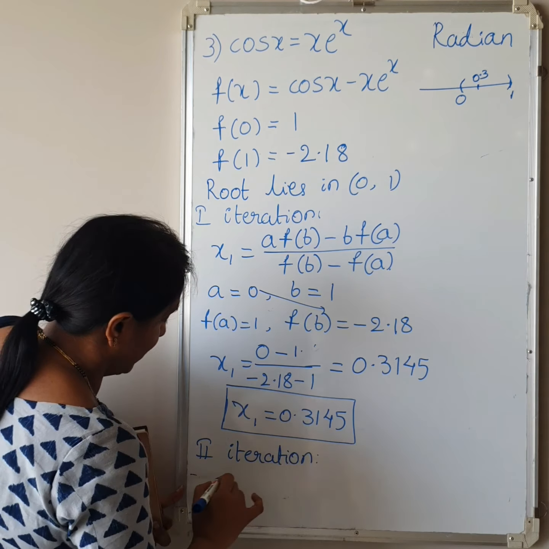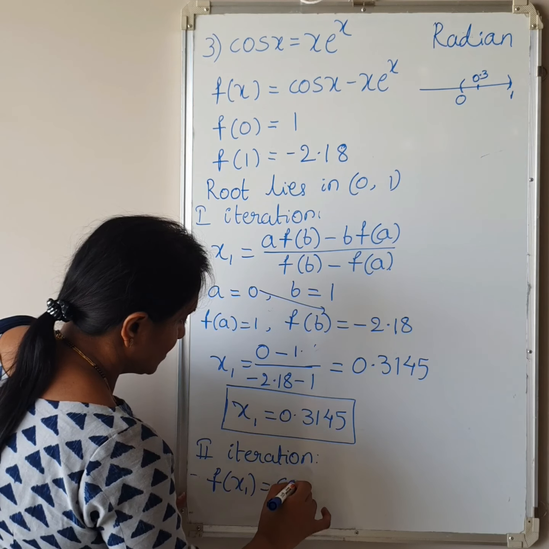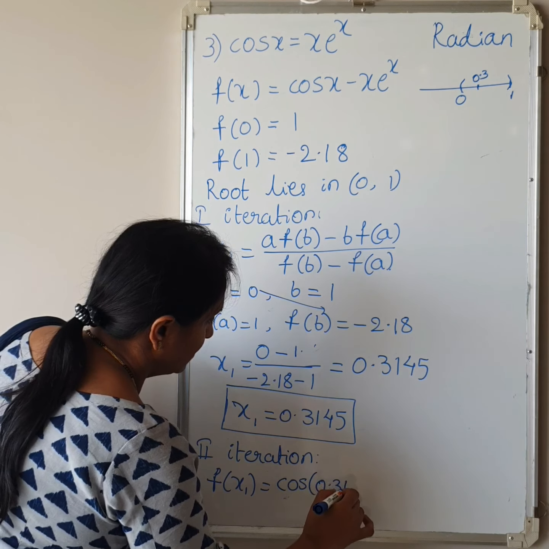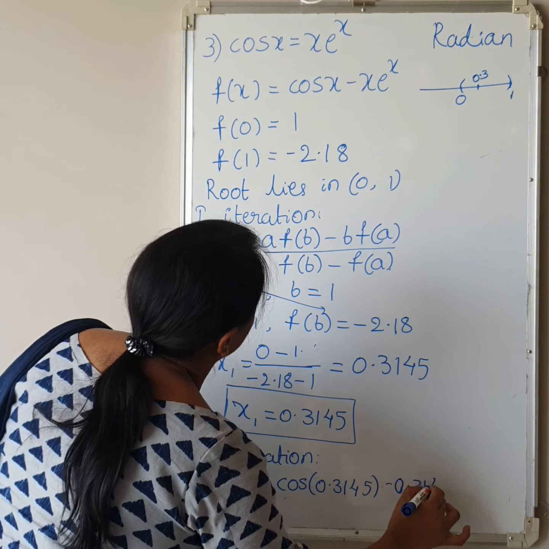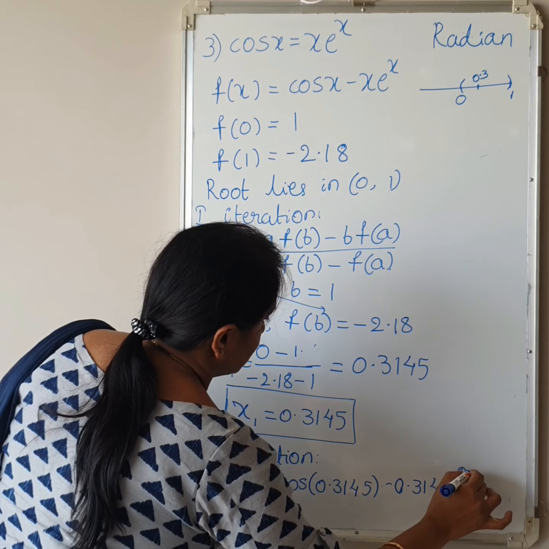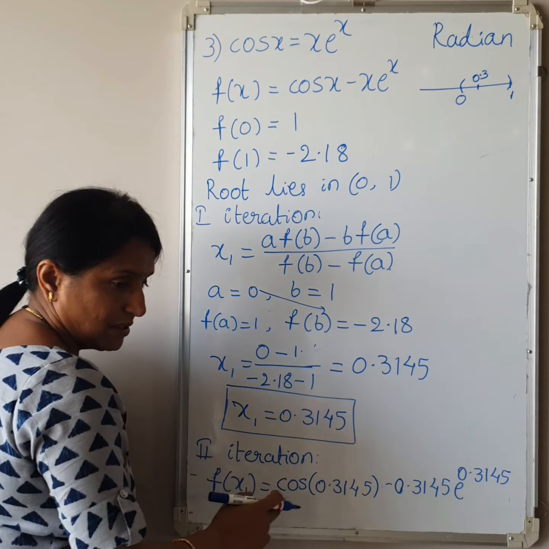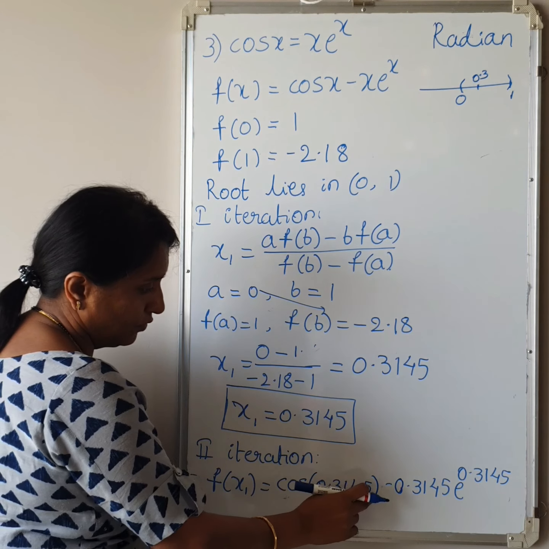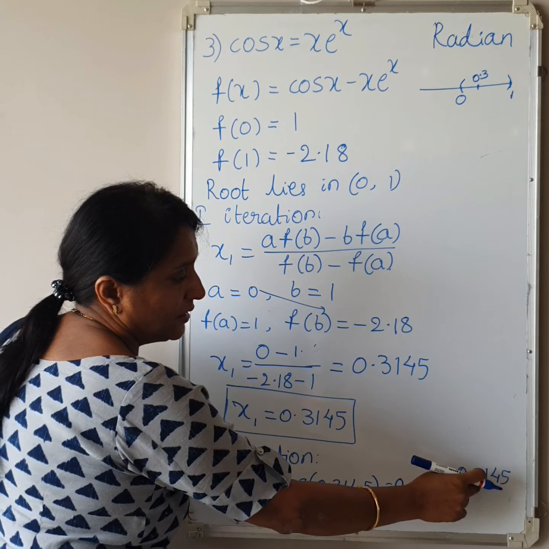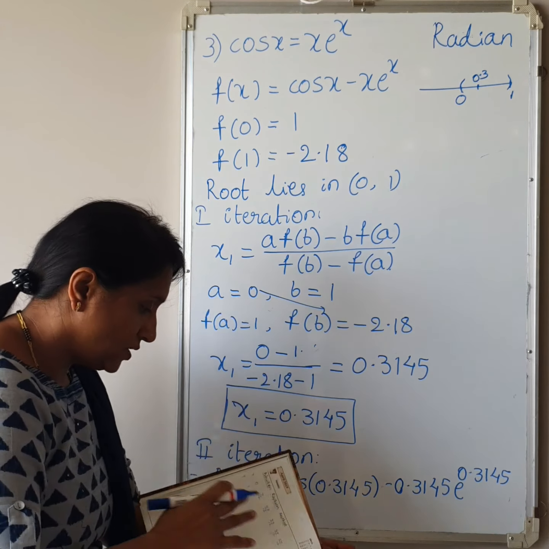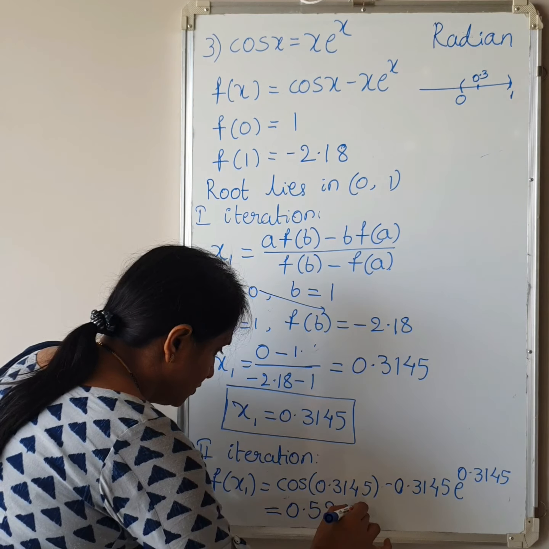Before solving the second iteration, we have to find out f of x1. F of x1 is equal to 0.3145 cos 0.3145 minus 0.3145 e raised to 0.3145. The e value you will get by shift ln. E will come, just check in your calci. Cos 0.3145 minus 0.3145 shift ln 0.3145. You will get the answer. So f of x1 is 0.5202.